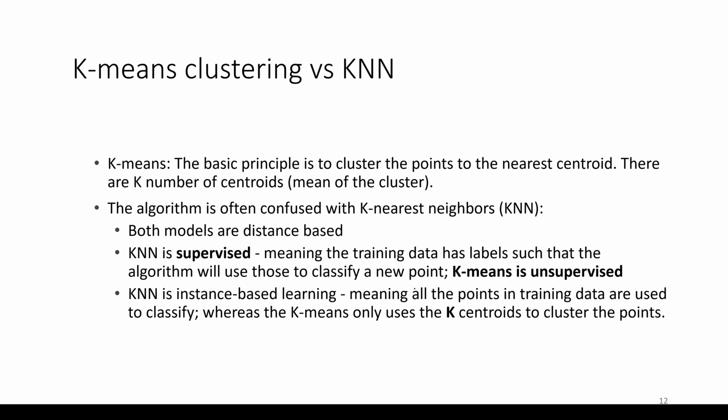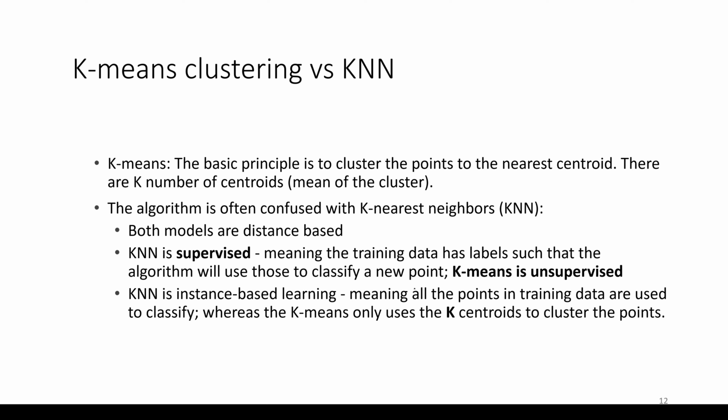So what does KNN do? It uses the training data points, and the training data has labels, and it will use them to classify a new point. In k-means, we're not doing classification. We're just trying to make as much use of the data to create different groups of data points together. This is not classification, because we don't have the class information available to us.